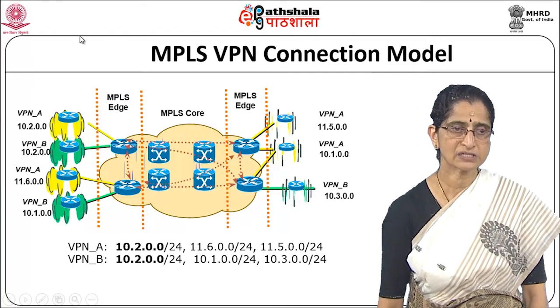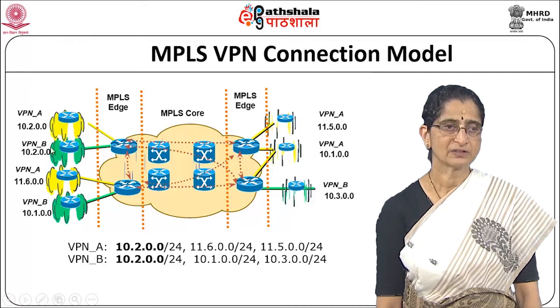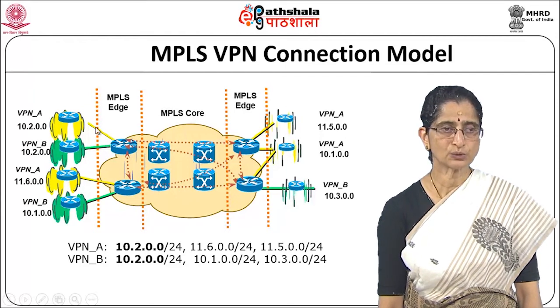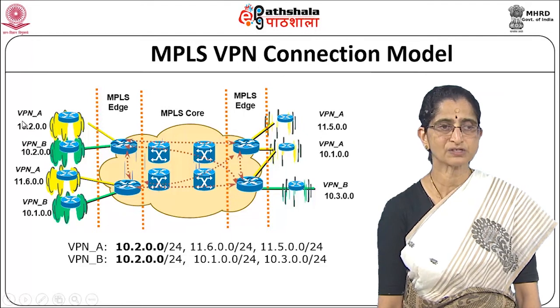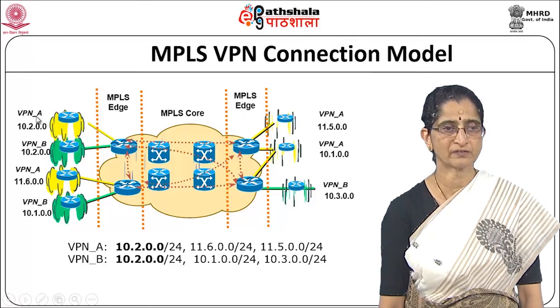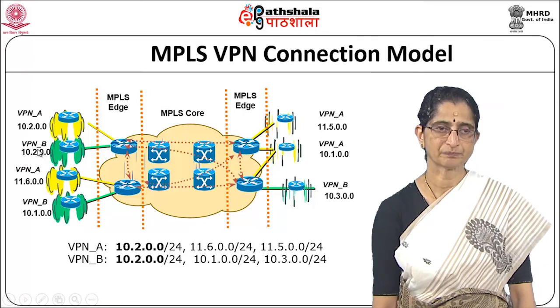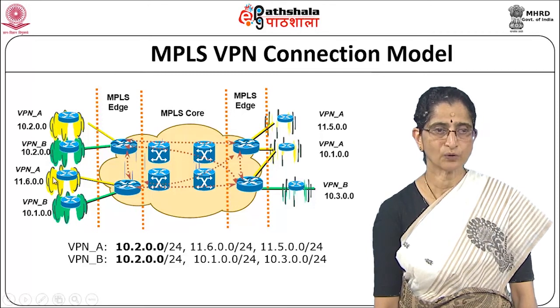So if you take for instance a model like this, I have two nodes here connected to the same site, which belongs to VPN A, a virtual private network A, and this belongs to VPN B. Similarly, let's say the yellow ones and the green ones.